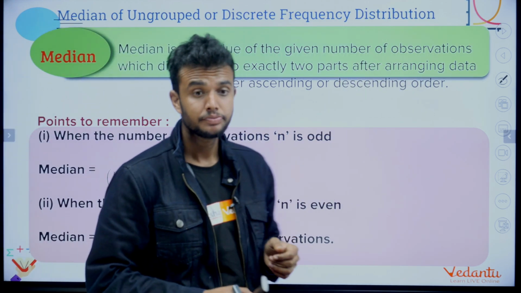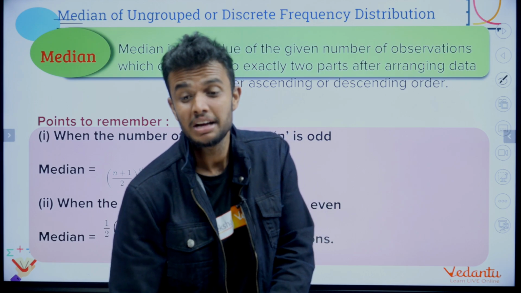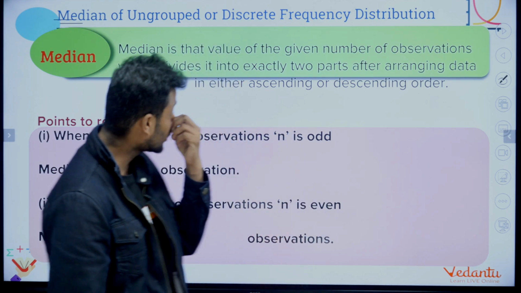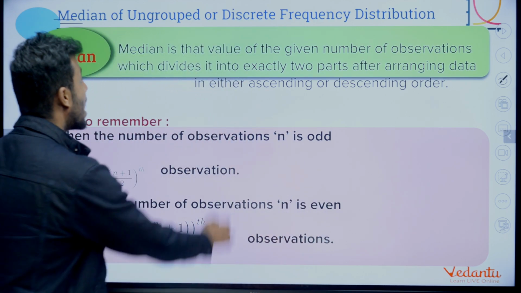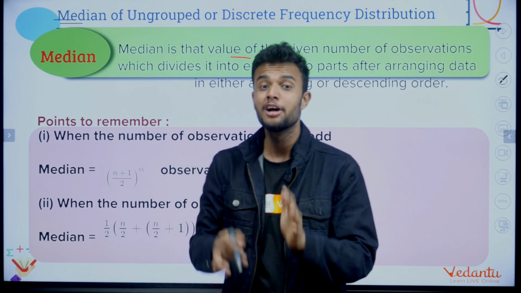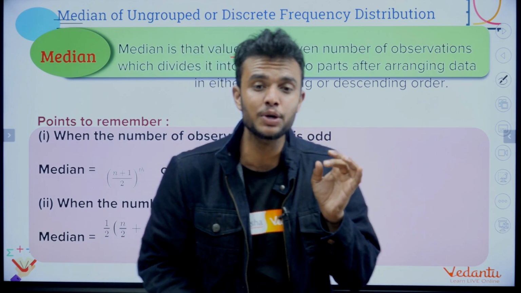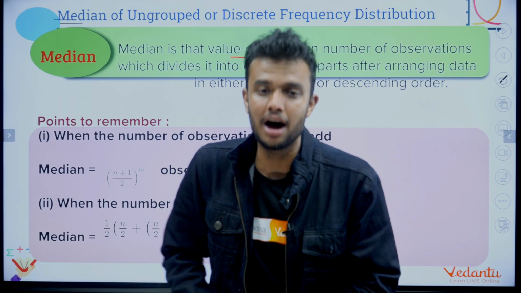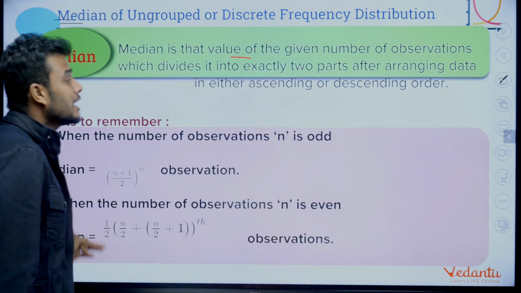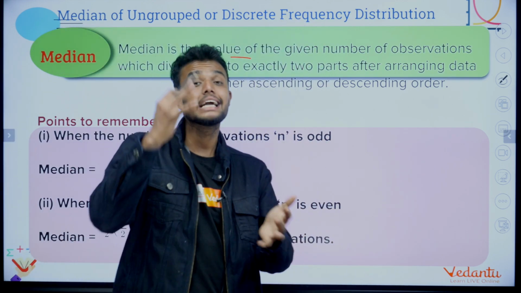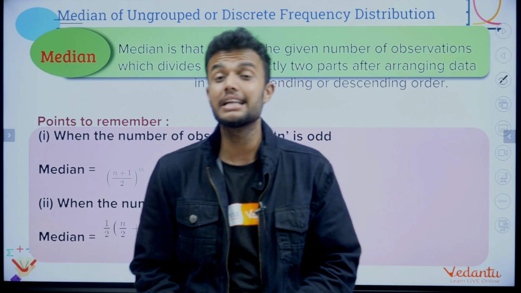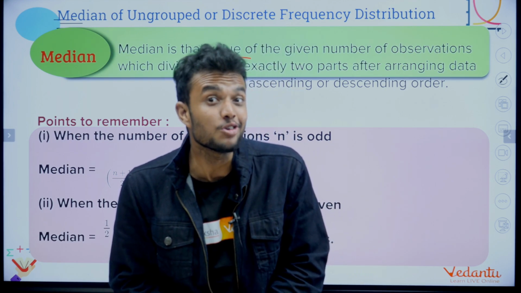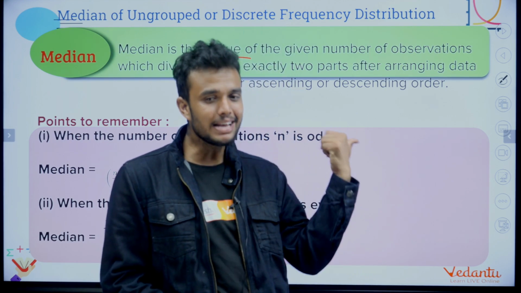Then move on to the median. Sorry, mean is done. Next, move to the median. What is median, students? Median is that value of the given number of observations which divides it into exactly 2 parts after arranging data in either ascending or descending order. It's exactly the middle term. It's nothing but the midpoint formula. We know the midpoint formula, right?